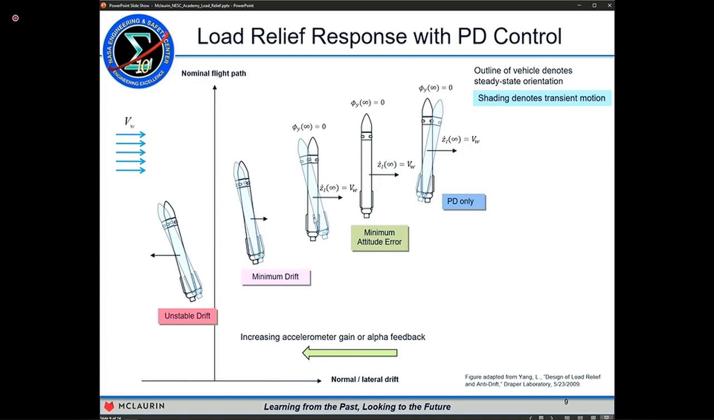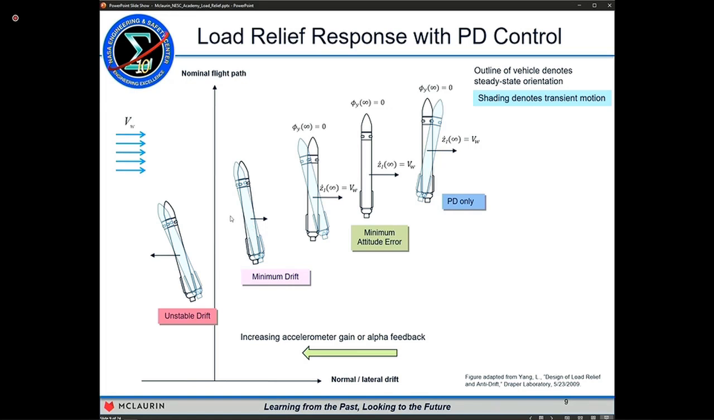All right. Drift minimum control. All right. So as you increase the accelerometer gain or alpha feedback, the vehicle will turn initially into the wind. And in the drift minimum condition, the vehicle reaches a steady state where even in the presence of wind, the vehicle is canted into the wind and is not accelerating with respect to the equilibrium trajectory.